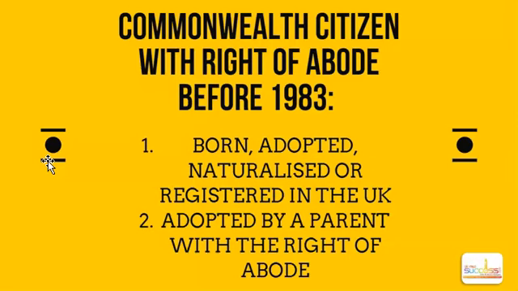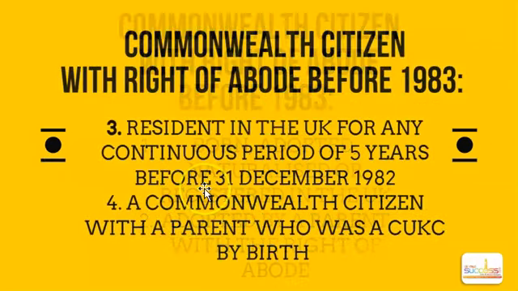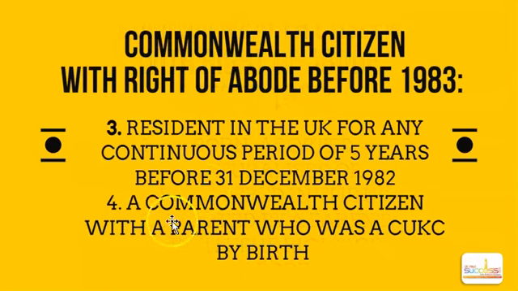The first category is those who were born, adopted or naturalized or registered in the UK. The second one is those who were adopted by a parent who at the time of the child's birth or adoption had the right of abode. And number 3 is those ordinarily resident in the UK, those who live here on a permanent basis for any continuous period of 5 years, and this residence happened before 31st of December 1982.